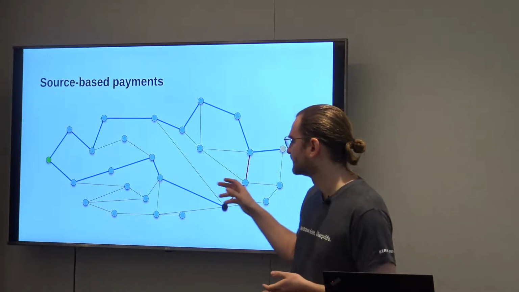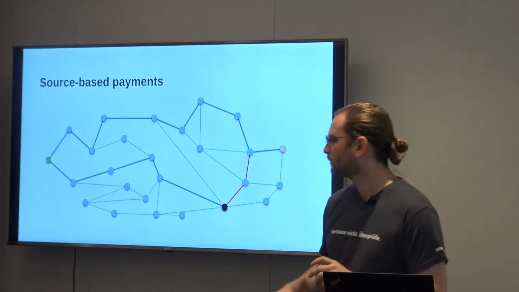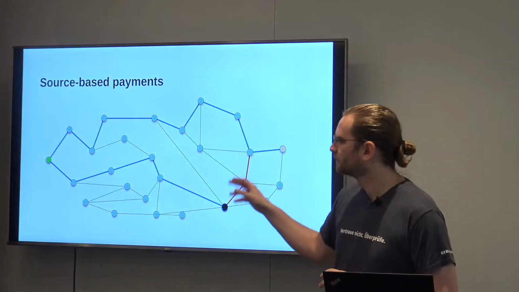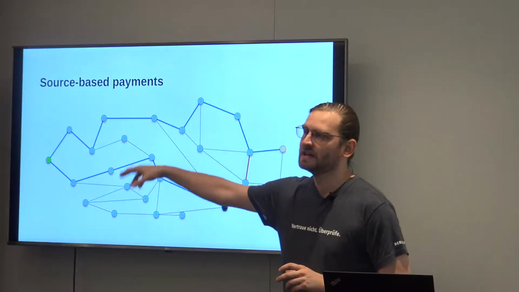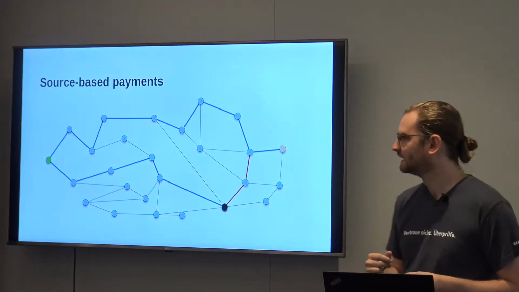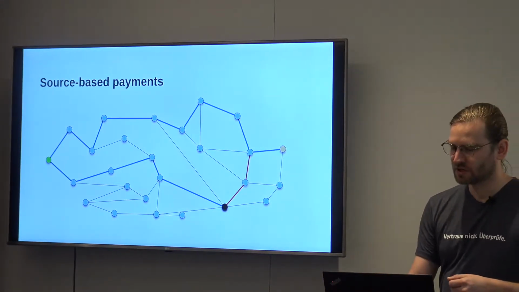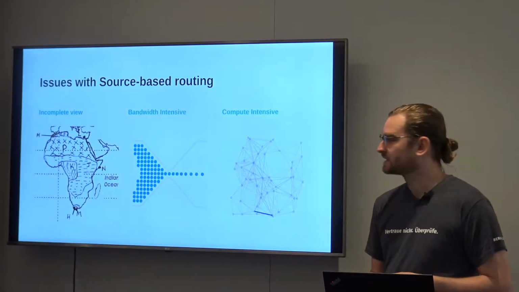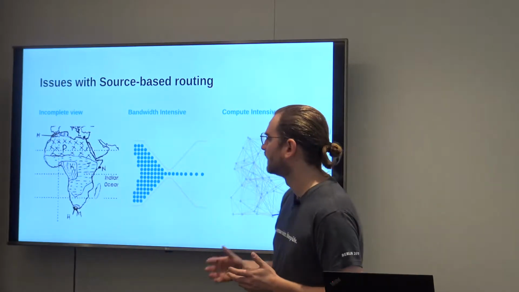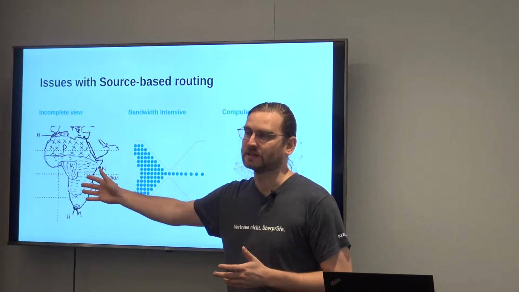But of course, this telescoping motion, where we do a step forward and then a step backwards and then always have to go back to the source and go out from there again, that's kind of nasty. Okay, so what are the issues with source-based routing? Well, we might not have a complete view of the network.